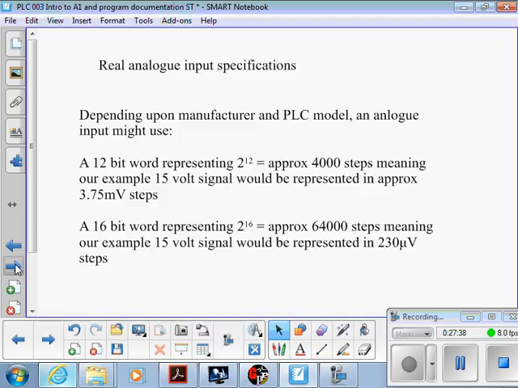For obvious reasons, the A to D converter that sits inside that module becomes more and more expensive as you add more bits to it, and the processing power needed to process all of that data becomes more onerous. So you then need a faster processor and a more complex processor to handle the larger word size. Yep.